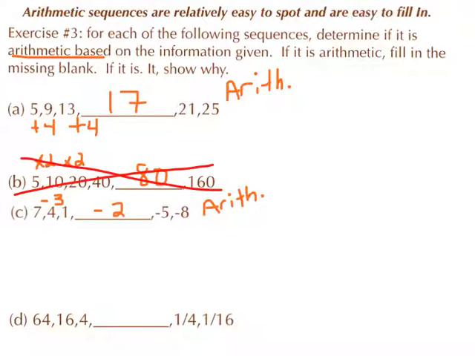Let's look at D. 64 to 16, 16 to 4. How did I do that? Well, let's think about the 16 to 4. I think I could divide by 4, and that gets me my pattern. What is 4 divided by 4? 4 divided by 4 is 1. And I said that arithmetic is only when I'm adding and subtracting, so this is not arithmetic. That is also geometric.